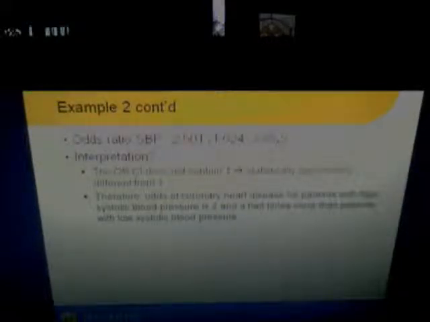Here's the odds ratio for the high blood pressure, systolic blood pressure. And again, remember that whenever we're dealing with a relative comparison, we want to check whether or not one is inside the confidence interval, and then the interpretation statement that's there.